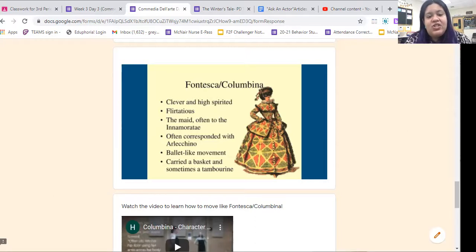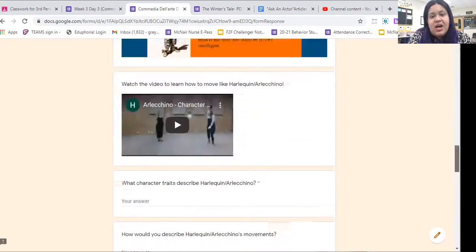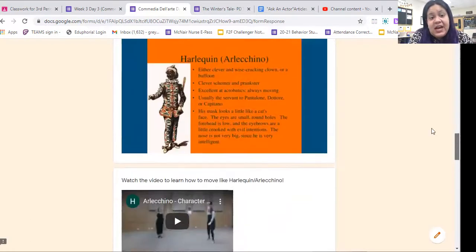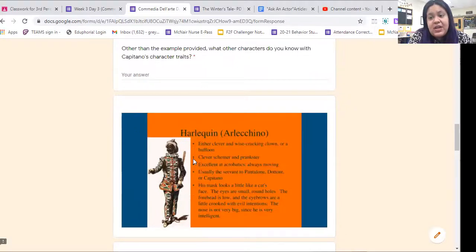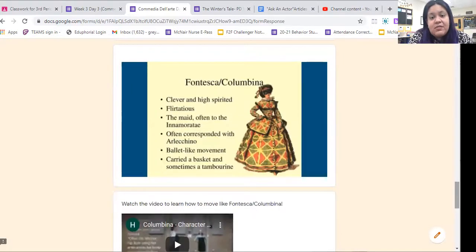You can think of her as almost like the female version of the Arlecchino, of the clown. You can see how the patterns on their clothing are a little bit similar, with the diamond or triangle shapes. Since she's a very flirty, high-spirited character, her movement is very graceful and soft, almost like a ballet dancer. She usually carries a basket with her and sometimes a tambourine to make music.